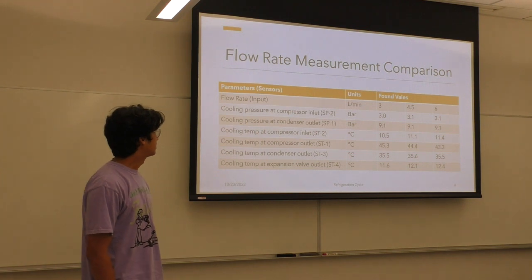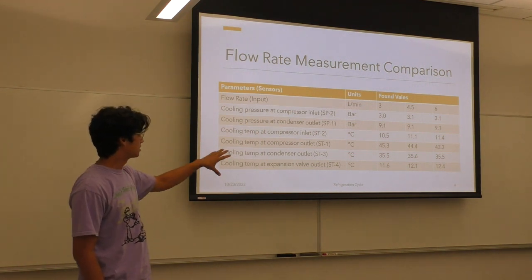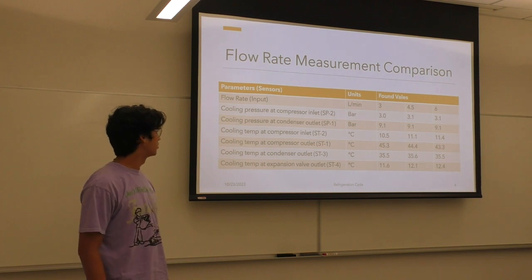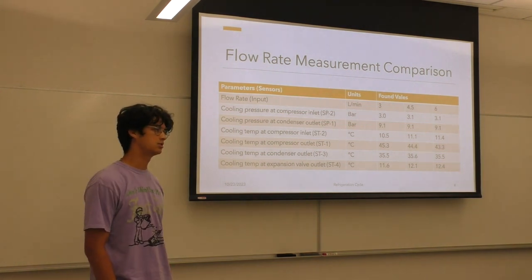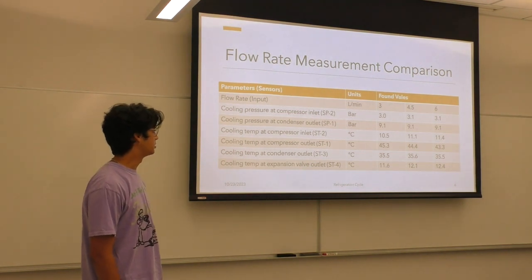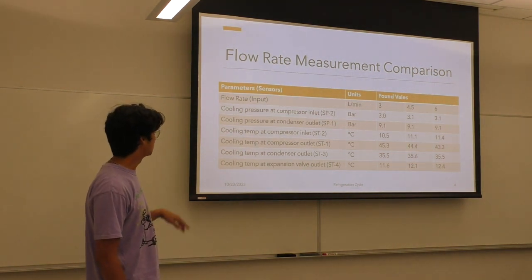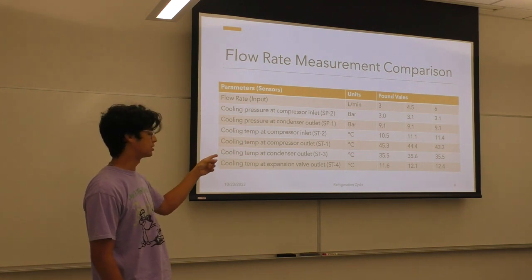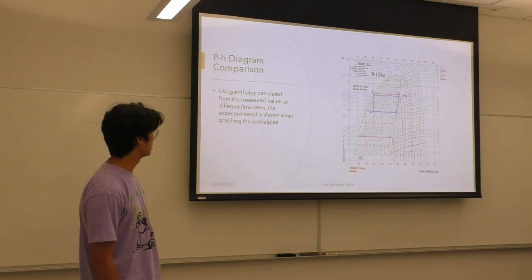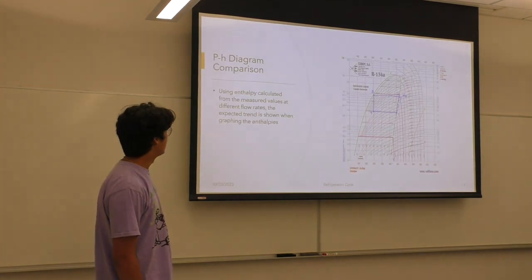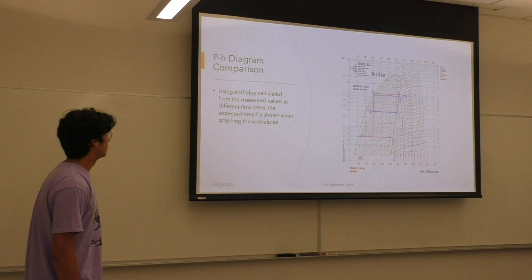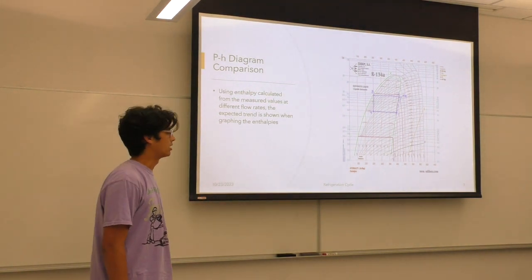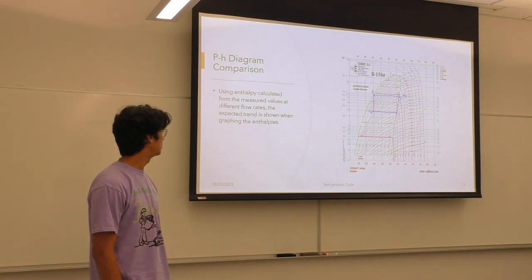When looking at the flow rate measurements that we found, you can see that when the flow rate changes, you don't really see much change in the pressure, but the temperatures at your compressor inlet, your condenser outlet, and your expansion valve outlet are all changing. Using these, you can calculate the enthalpies and compare them to the expected trends on the pH diagrams as shown right here.